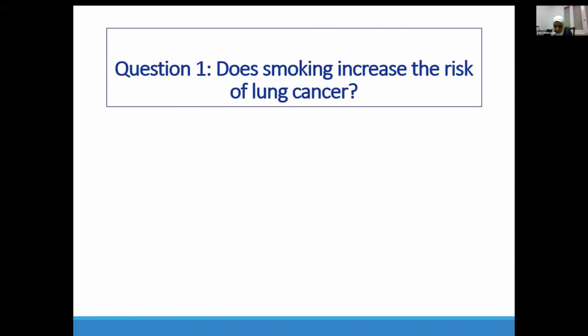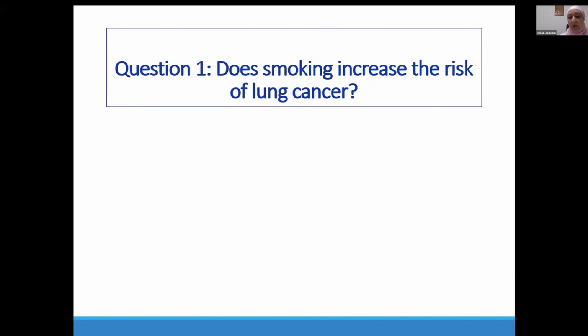Let's see. Now, this is a question. This is my research question. Does smoking increase the risk of lung cancer? Where is my exposure and where is my outcome? Sarah? Smoking is the independent factor, the exposure, and lung cancer is the outcome. Okay. Yes, it's the outcome.